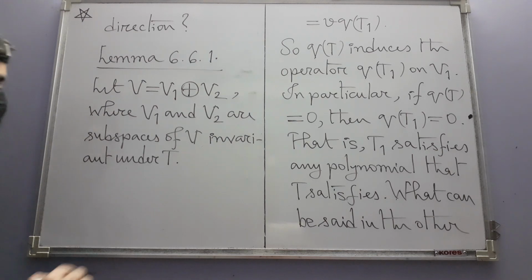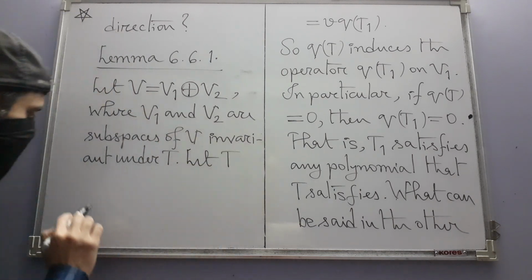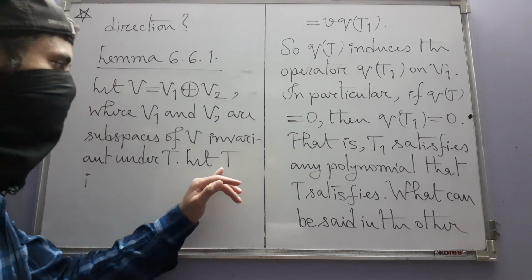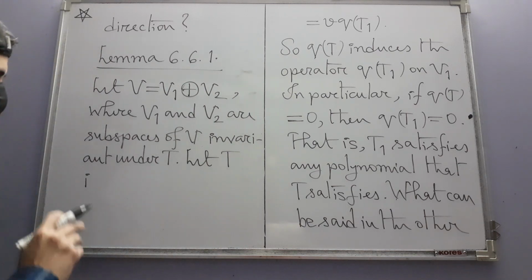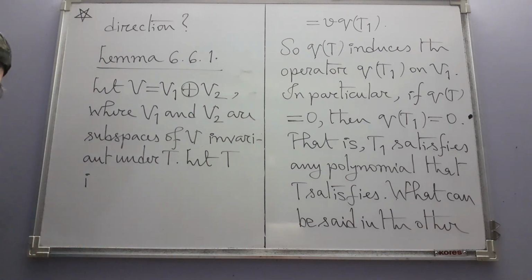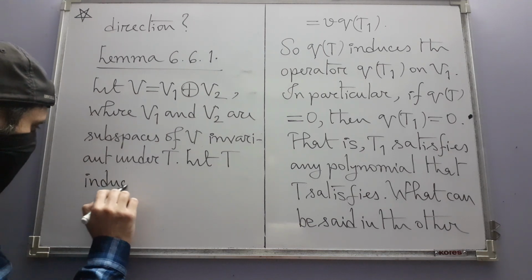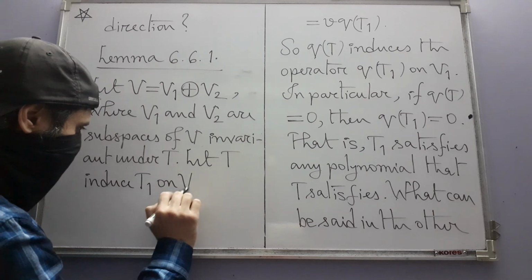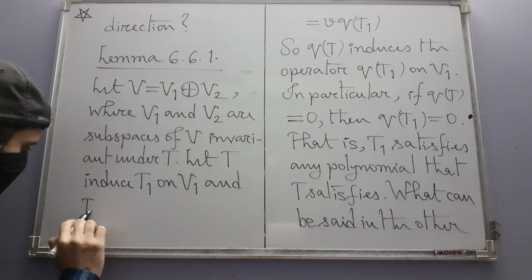Okay. Let T induce, because each one of them is invariant under T, so T will induce an operator on each one of them. Let us call these operators T1 and T2. Let T induce T1 on V1 and T2 on V2.